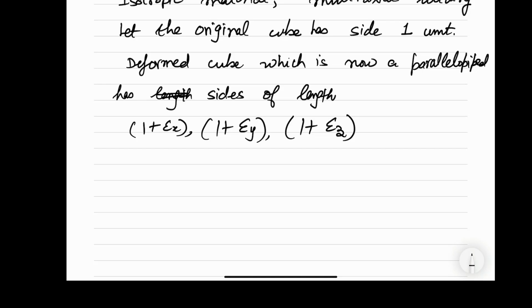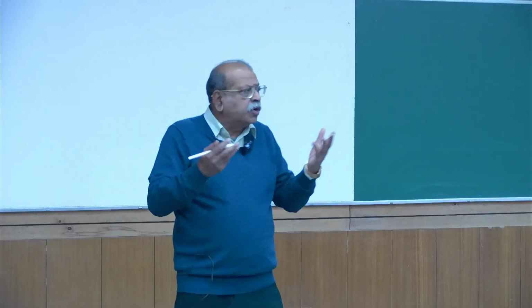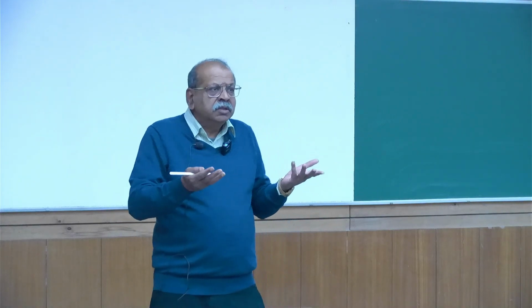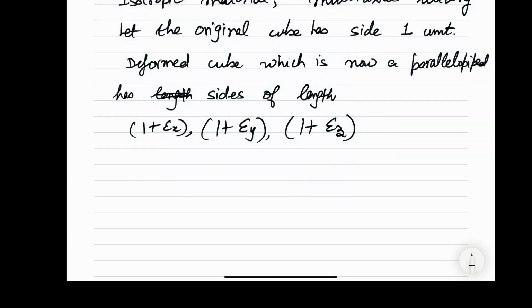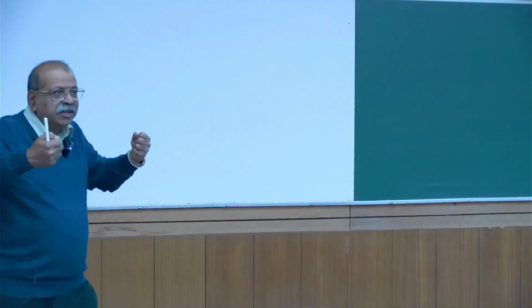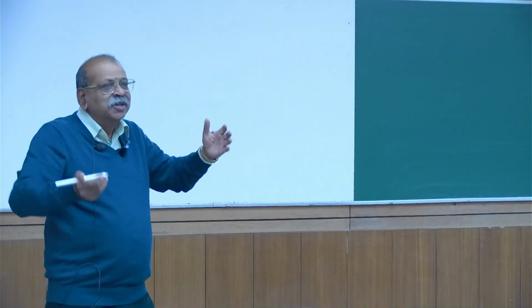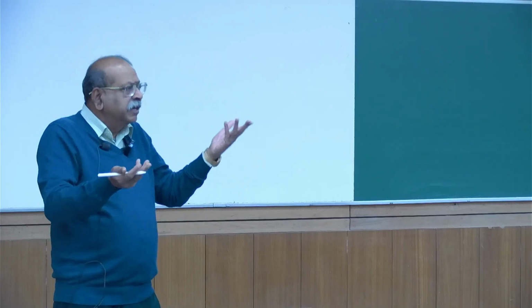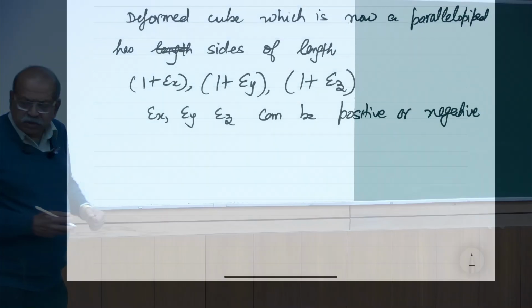And epsilon x, epsilon y, epsilon z can be positive or negative, depending on the type of load. In fact, as we have seen, if it is a uniaxial loading, if epsilon x is positive, then epsilon y and epsilon z will be negative. So this will be the total.